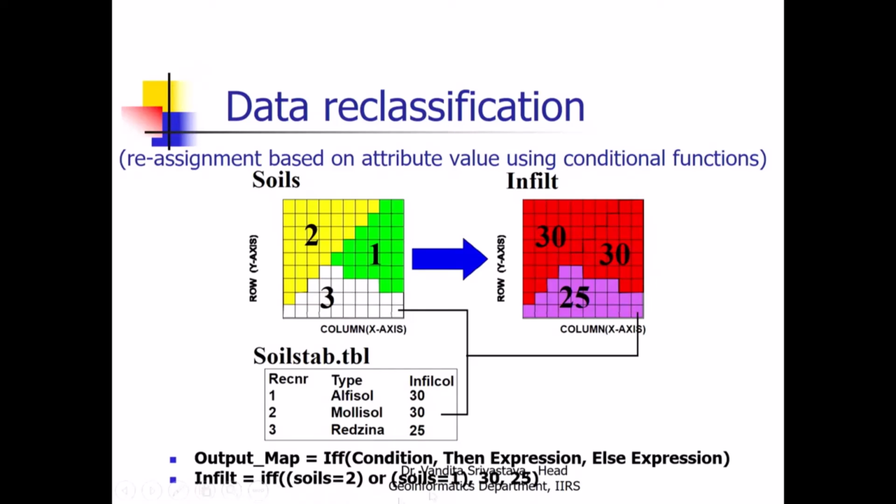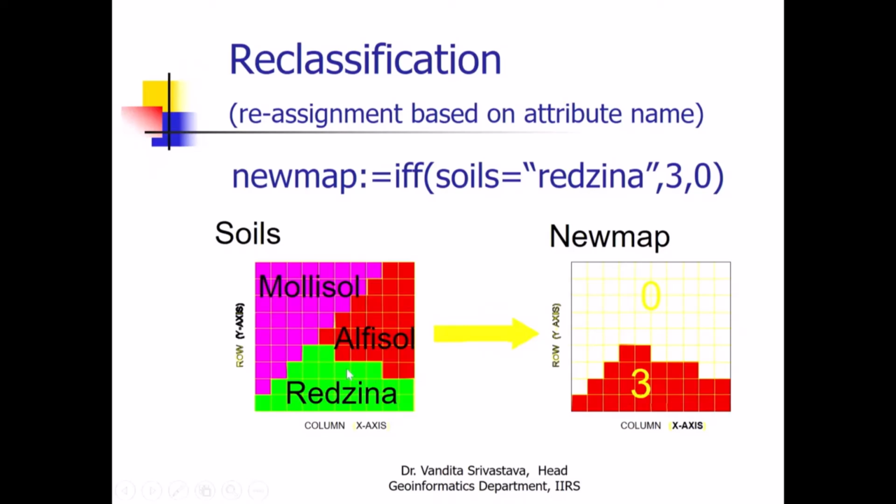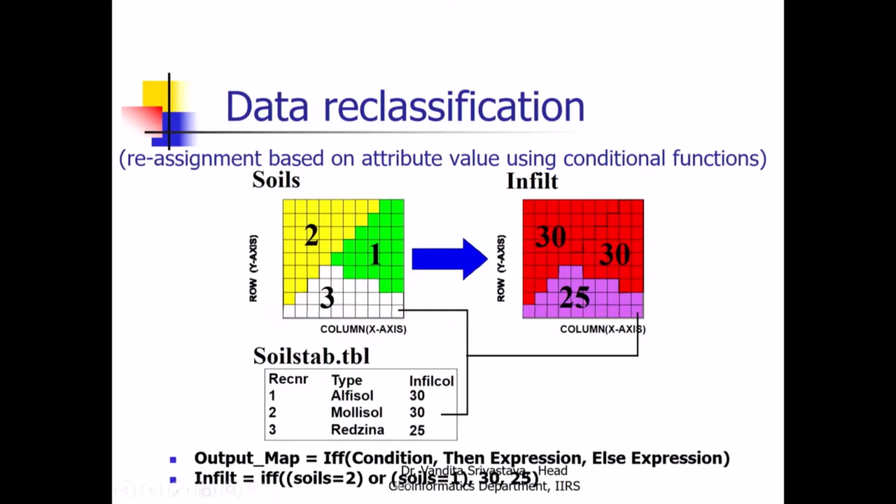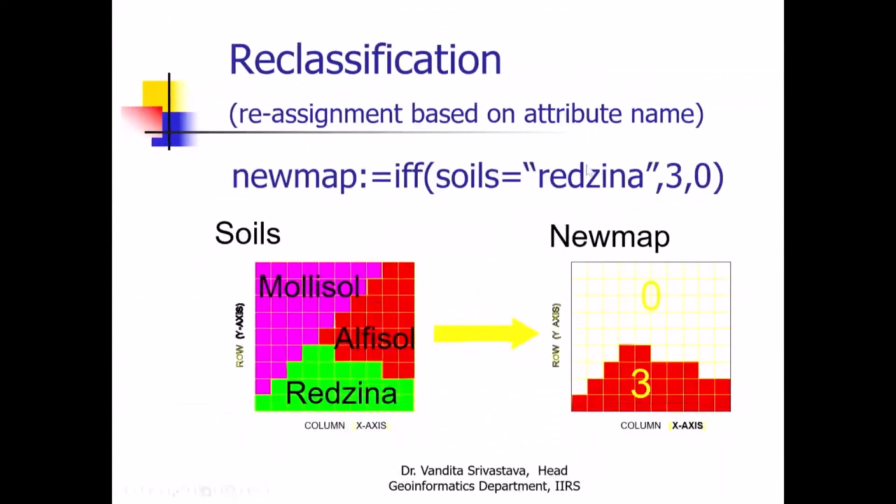And this is the expression that I was talking about. Infiltration is, if and only if soils is 2 or soils is 1, then give me 30, else give me 25. You can also classify, instead of 30 and 25, you could say 3 and 0, because this is a shorter statement. If you see here, your statement is longer, this one is shorter. So depending upon the distribution of the data sets or the data values, you can design your shorter statements. The shorter you design, the better it is, because then the statement is simple and you can understand it.